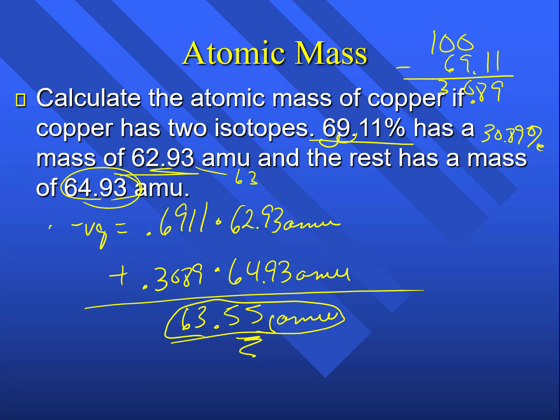Why is it closer to 63 than to 65? The same reason it was closer to 50 than 60 for the rocks. There was more of the 63 than the 65. So if you've got more of it, it's going to be closer to that answer. Make sense?